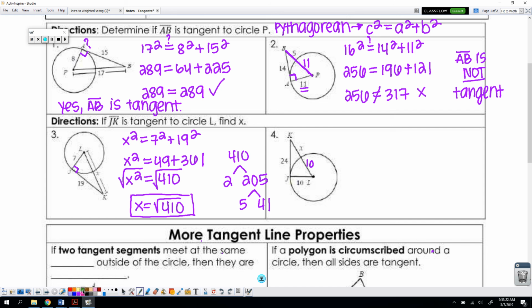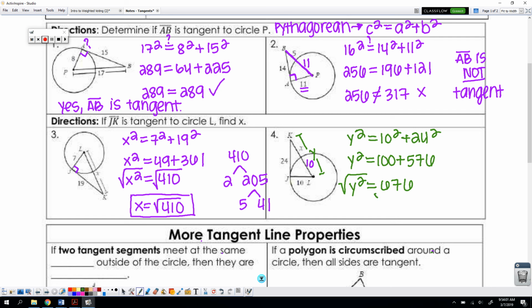So instead what we're going to do is we're going to call it just y. I'm going to come up with a new name for it. So it's going to be y. I'm going to pretend I don't know any part of it. It's going to be really helpful for us to do this. So I'm going to say y squared equals 10 squared plus 24 squared. So y squared equals 100 plus 576. Y squared equals 676.